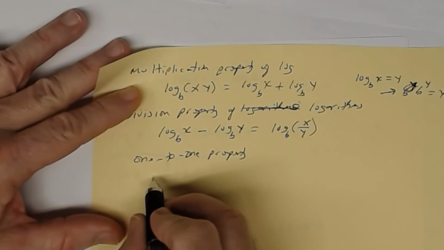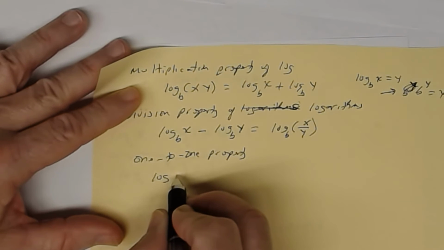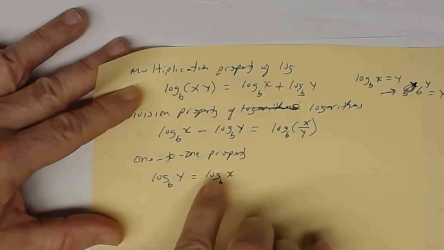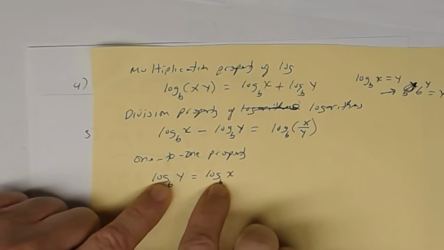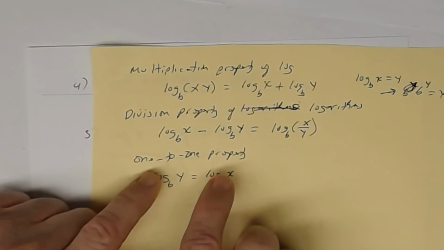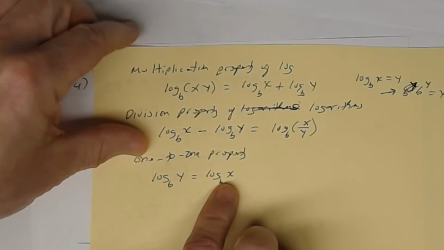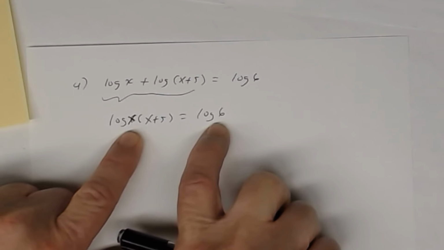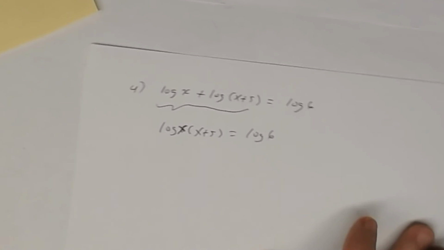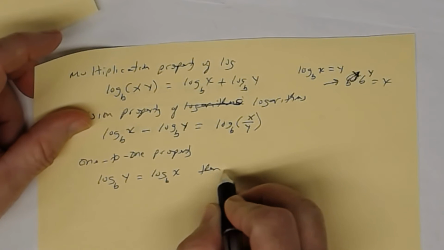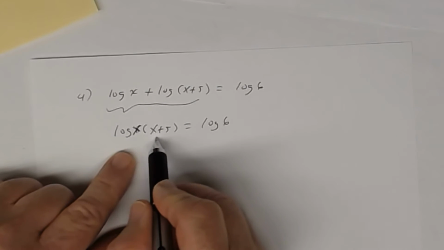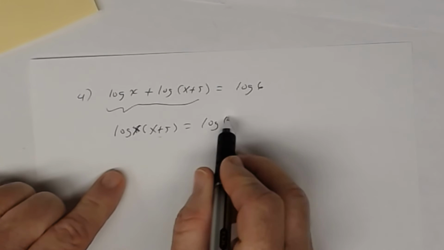says this. If the log of y base b equals the log of x base b, so if you have two logs equal to each other with the same base, all right, log on each side, and that's what we have here at this point. See this right here? We have two logs with the same base equal to each other. Then y must equal x. So the arguments must be equal to each other. So what that means then is that this right here must equal 6. So this argument must equal that argument.